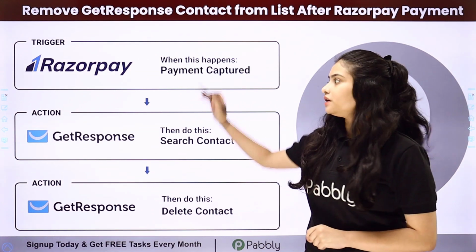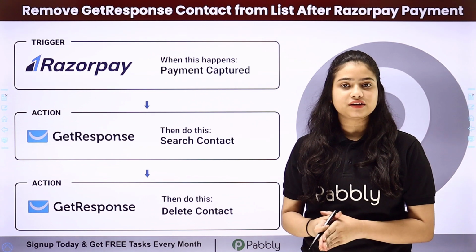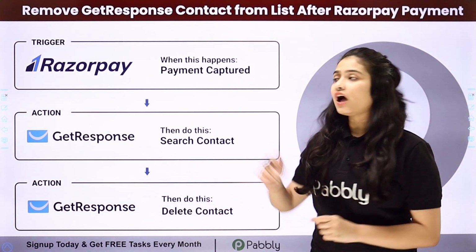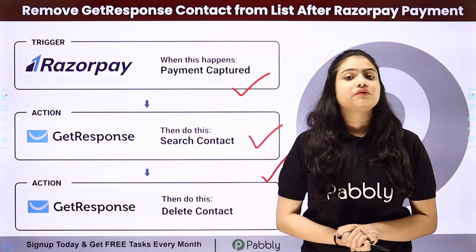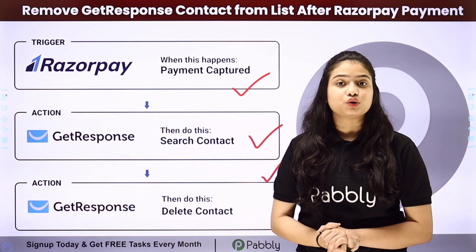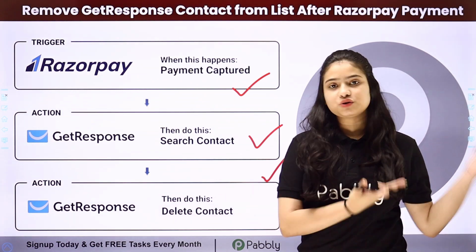For this, we will have to integrate both these applications, and we are going to do that with the help of an amazing automation and integration software, Pabbly Connect. Here we have Razorpay in our trigger and GetResponse in our action. We are going to connect both of them using Pabbly Connect in order to automate this entire process. To learn this automation step by step, let me take you to my screen.